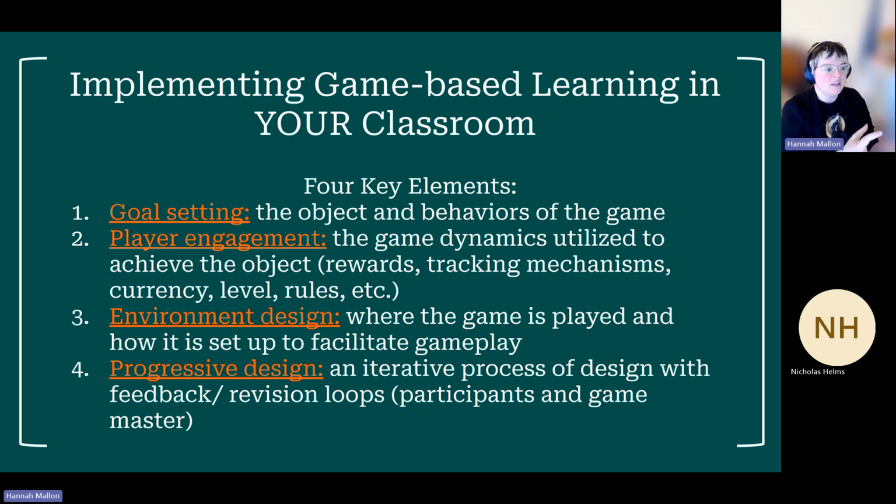Then player engagement. So these are a continuation of the behaviors of the game, the specific game dynamics utilized to achieve the object. So that's when we're really talking about rewards. How do students know that they're doing well in the game? Tracking mechanisms. This relates directly back to a grading system that can help students get an understanding of how they can improve. We're talking about feedback loops. You can have things in the game like currency, levels, what are the rules of the game. So this is how players interact and engage with the particular game.